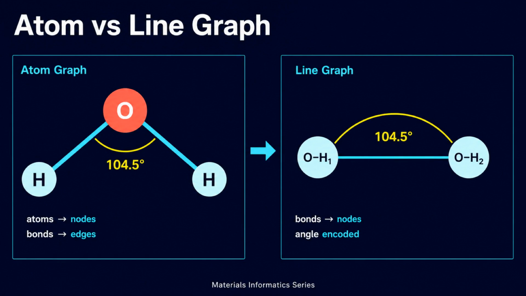The distinction between atom graphs and line graphs is crucial. In an atom graph, nodes represent atoms and edges represent bonds between atoms. In a line graph, nodes represent bonds and edges connect bonds that share an atom, encoding the bond angle. For example, water has 3 atom nodes and 2 bonds in the atom graph. In the line graph, those 2 bonds become 2 nodes, joined by a single edge that encodes the HOH angle.